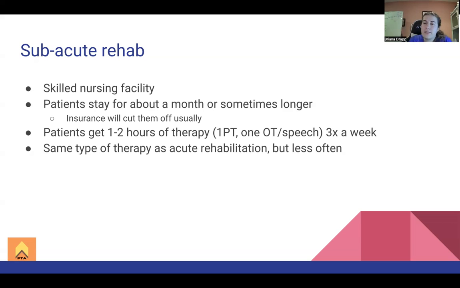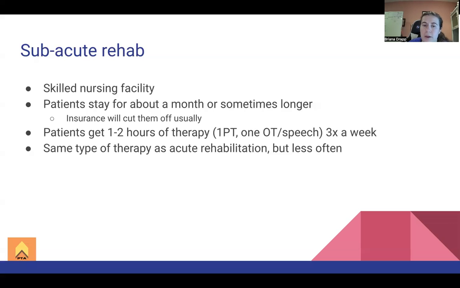Patients can stay here for, I think, an average of about 4 weeks, so about a month. But as you know, some patients stay in a skilled nursing facility much longer. Usually insurance ends up cutting them off. Somebody might be there for 100 days and then insurance is like, you're done. That's the reason why people might get cut off, but usually patients are trying to get out of here as quickly as possible.